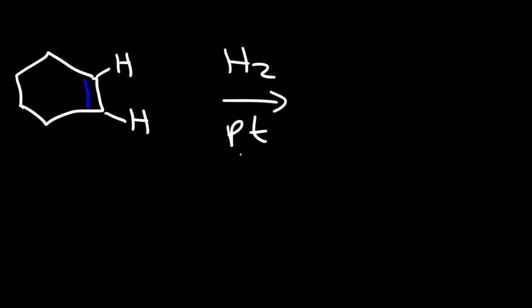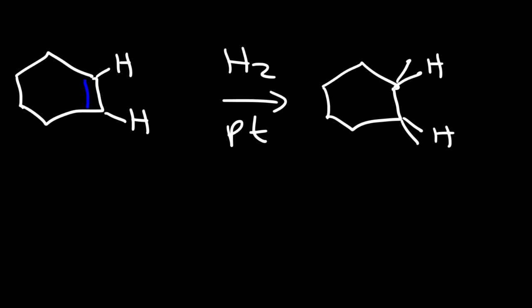So let's say if we have cyclohexene. In order to convert this into cyclohexane, we need to add two hydrogen atoms. So here we're going to add hydrogen gas using a metal catalyst. We're going to add two hydrogens across the double bond. And so this is an addition reaction because we're adding something to the molecule. We're adding two hydrogens to it.